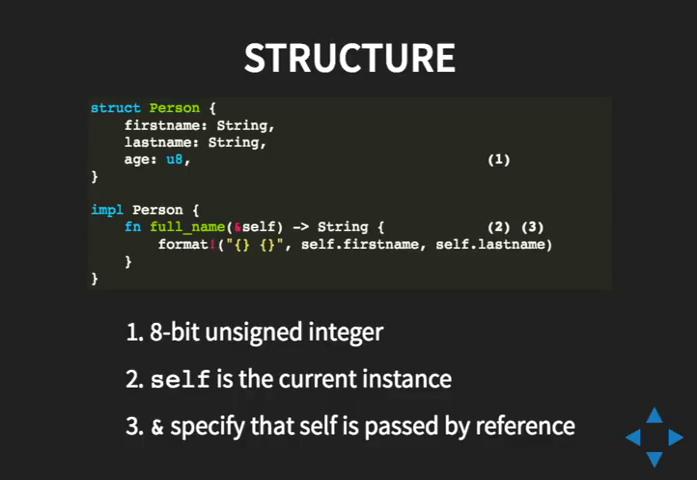So we can see it's a method because it has the special parameter self, which is the current instance of the struct. It is similar to this in other object-oriented programming languages. So here we have a method that returns a string, and we use another macro, the format macro, that is a bit similar to println, but instead of printing to the terminal, it will return the formatted string. And we have an ampersand before self because this method takes the current instance by reference, because by default values are moved in Rust.